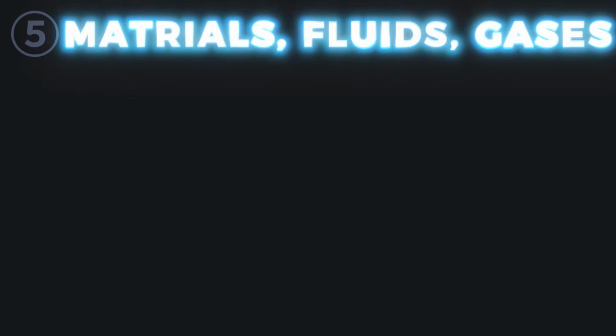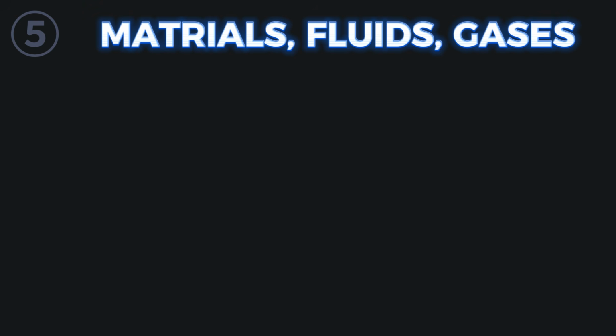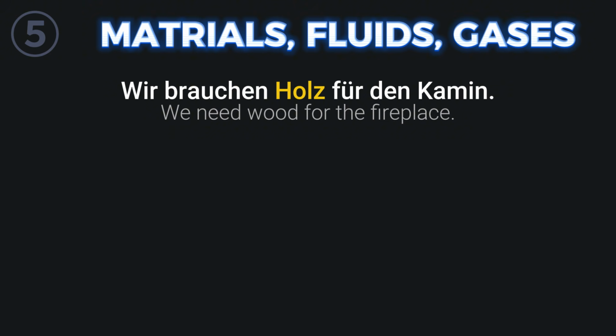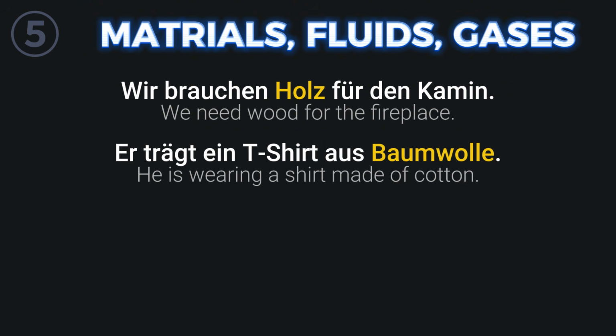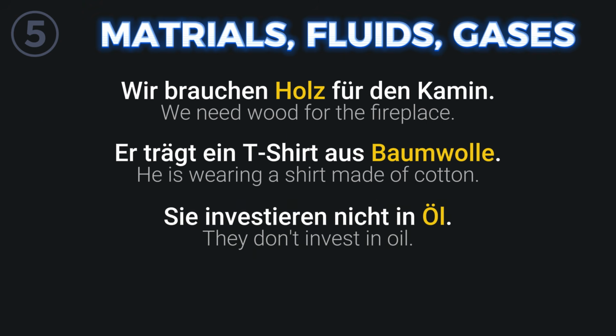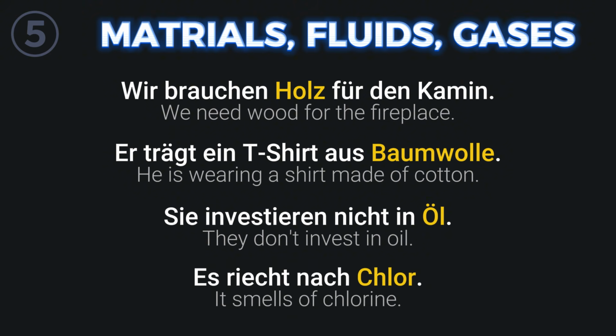Number 5. Most materials, fluids, and gases. This one is pretty similar to English. A few examples are: Wir brauchen Holz für den Kamin. We need wood for the fireplace. Trägt ein T-Shirt aus Baumwolle. He's wearing a shirt made of cotton. Sie investieren nicht in Öl. They don't invest in oil. Es riecht nach Chlor. It smells of chlorine.